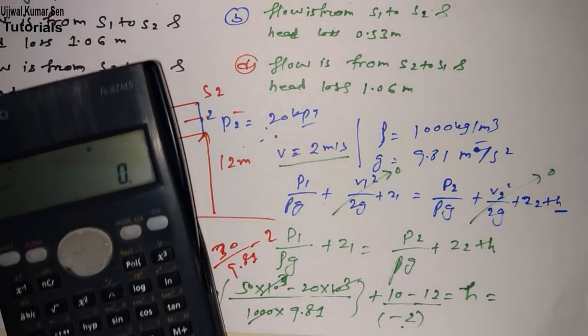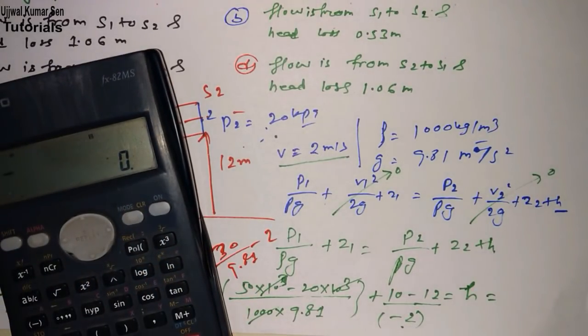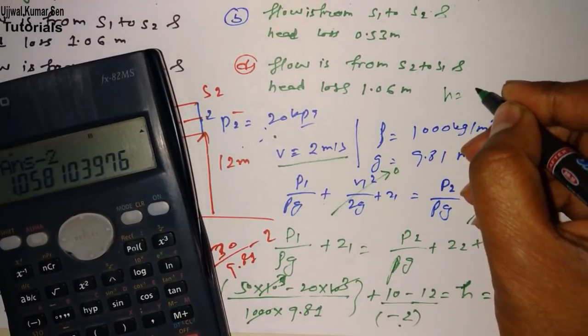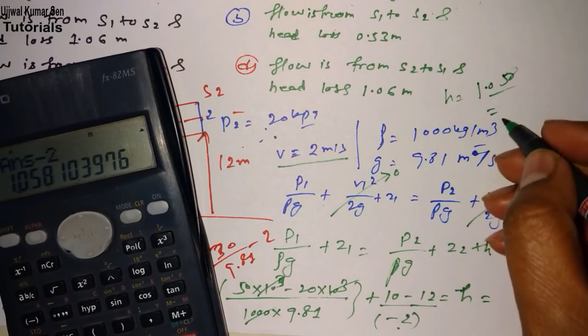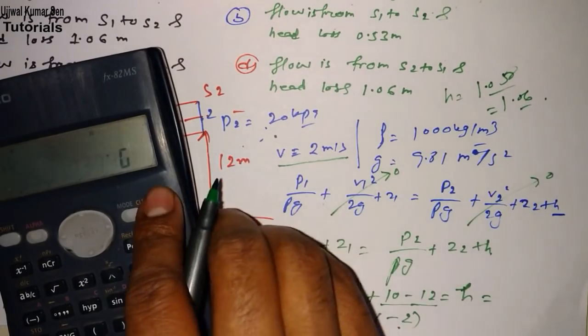So what is the value? 30 divided by 9.81 is this, minus 2. So what exact value are we getting? H is equal to 1.058. That means if we compare with the answer, it should be 1.06.